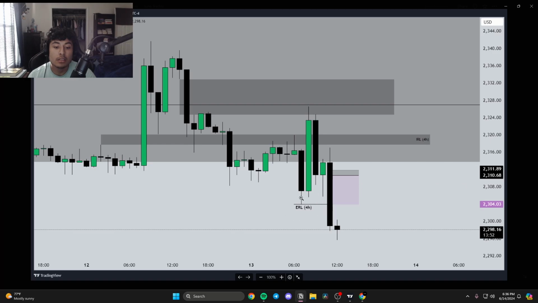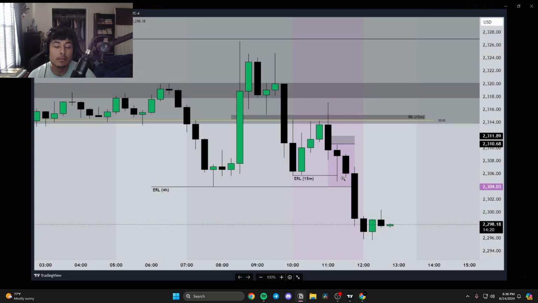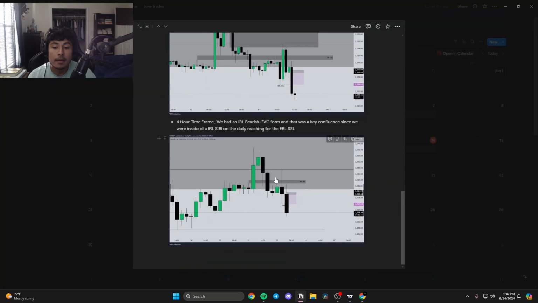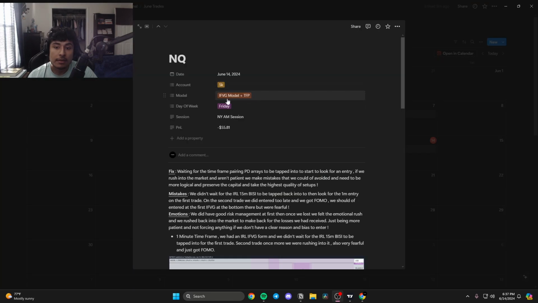We did target this 4 hour low, and we were very, very close, but we took out the majority of our profits here as soon as we started to reverse from the 15-minute low. And then eventually on the 4 hour time frame here, we had a 4 hour inversion fair value gap form, which was a very key confluence since we did have a daily sell side imbalance with an order block. We had a 5K inversion model plus time frame pairing. It was on a Friday, New York session for NQ.